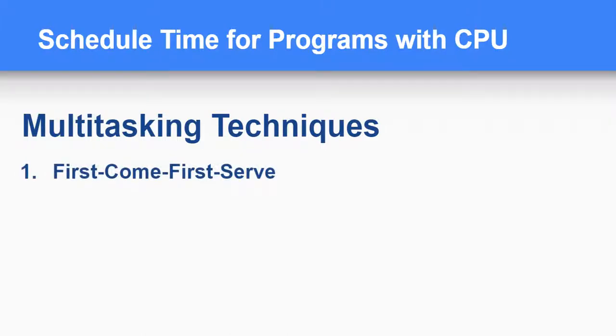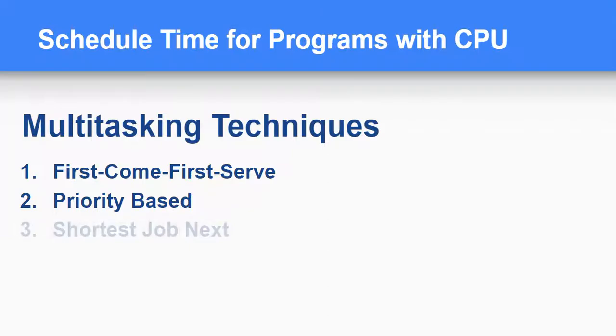The first one, I'm going to name all 4 of them and then come back and explain how each of them works. First come, first serve, priority based, shortest job next, round robin.